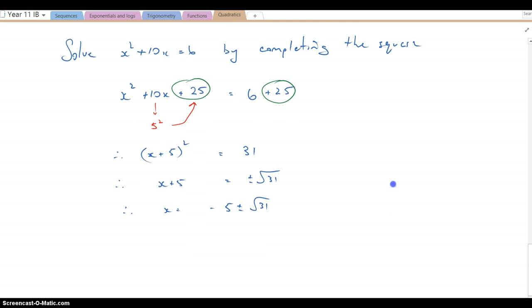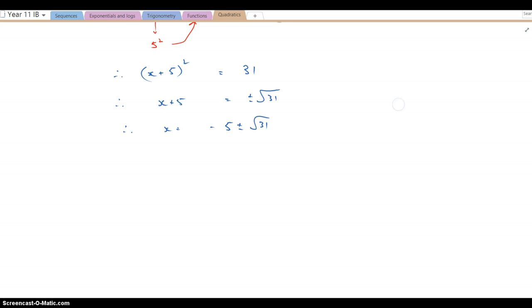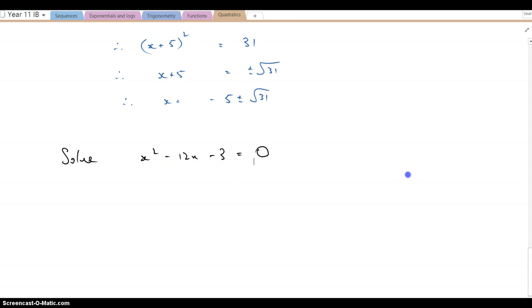Right, let's do another one. x squared minus 12x equals 3. So solve x squared minus 12x minus 3 equals 0 by completing the square.